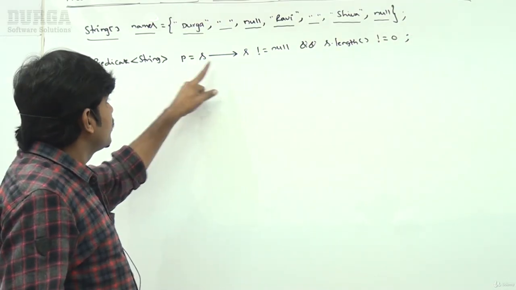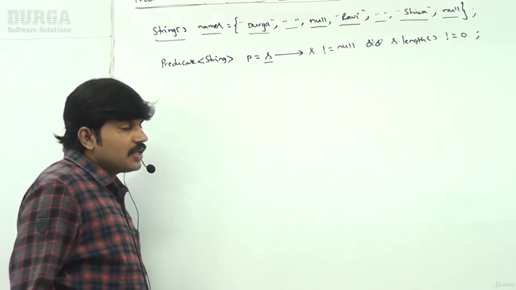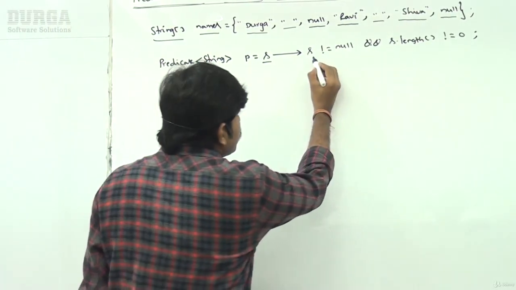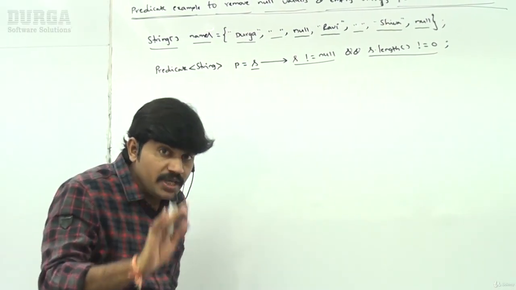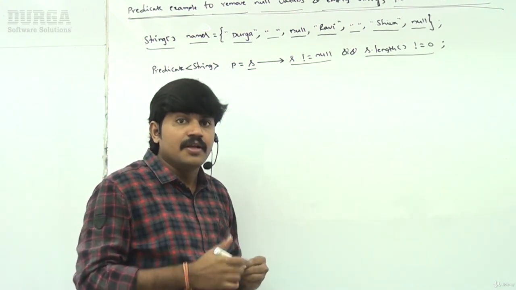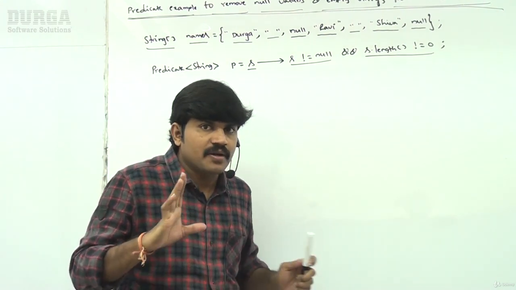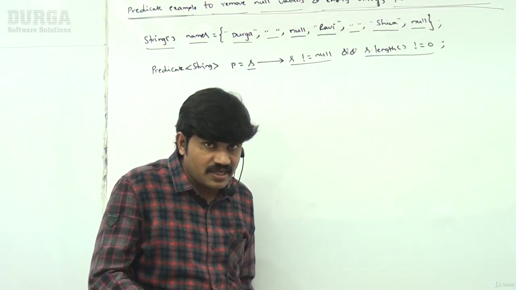Sir, this predicate is always going to take a string as the argument and input, and it's going to check that it should not be null and its length should not be 0. So if it is not null and not an empty string, then only our predicate returns true, otherwise the predicate returns false. Everyone can understand, right?